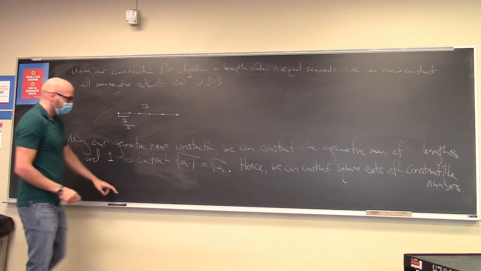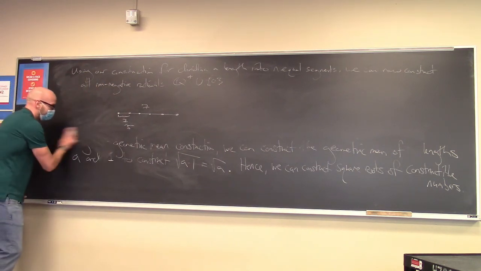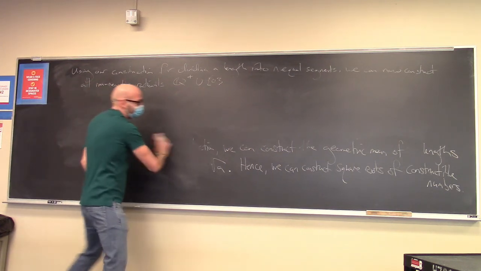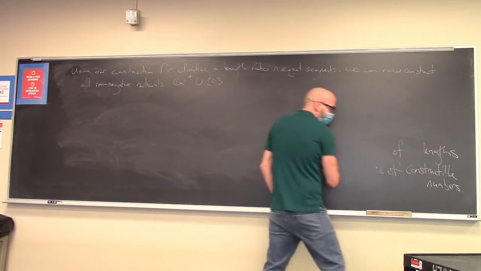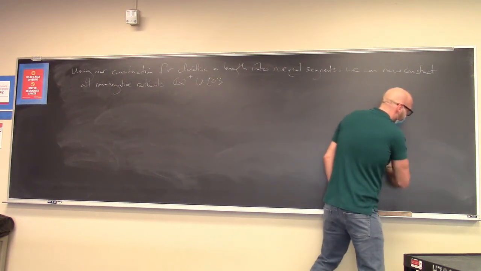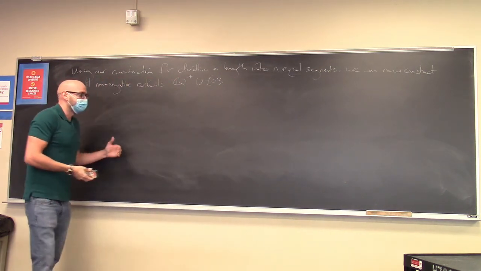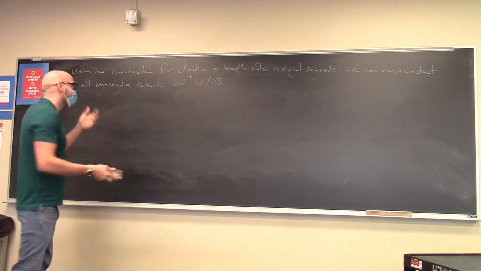What else can we do? Well, it turns out that this is about it. But now we can start combining these things. What I mean by that is, if A is constructible and B is constructible, is the set of constructible numbers closed under addition? Can I add them together and get a number that's still constructible?